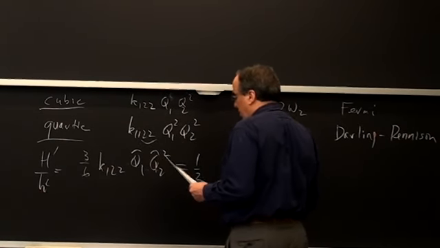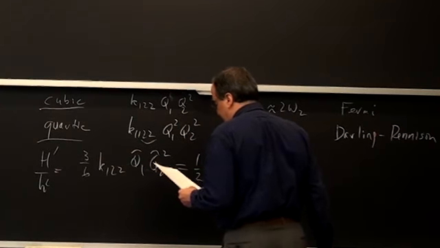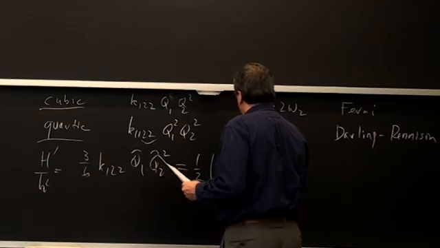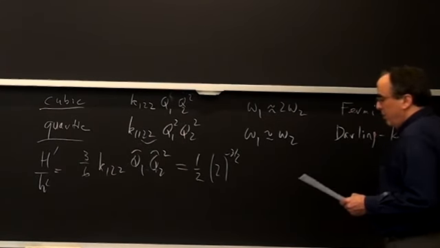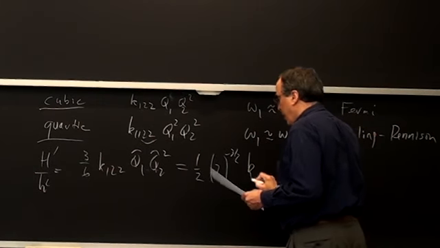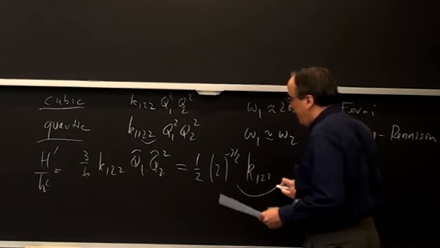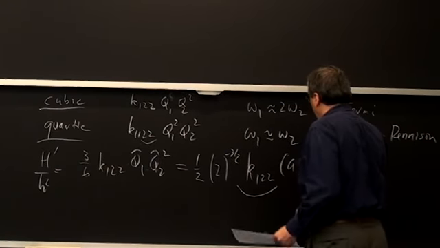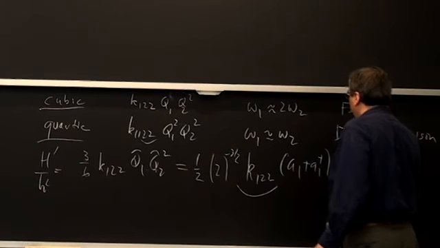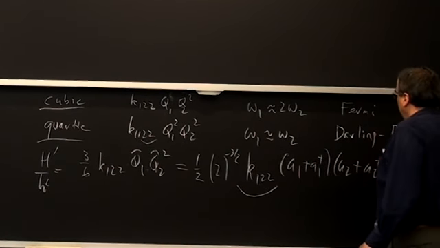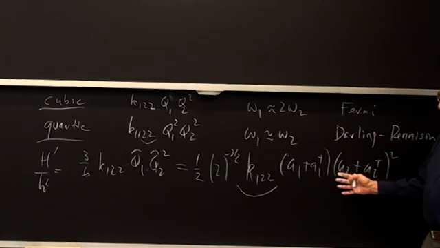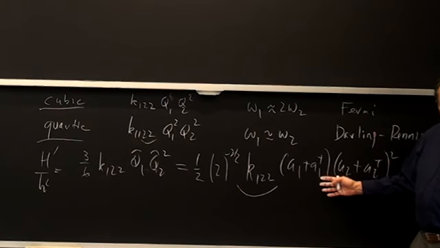And then we can replace these dimensionless Q's by the creation annihilation operators. And so we get an additional factor of 1 over square root of 2 cubed. We have K122 in reciprocal centimeter units, here and here. And then (A1 plus A1 dagger) times (A2 plus A2 dagger) quantity squared. So that's the quantum mechanical operator that appears, that gives rise to off-diagonal elements in the 2-to-1 resonance.